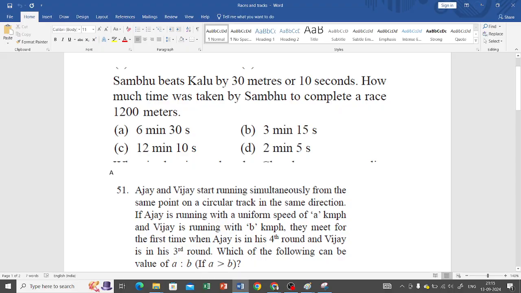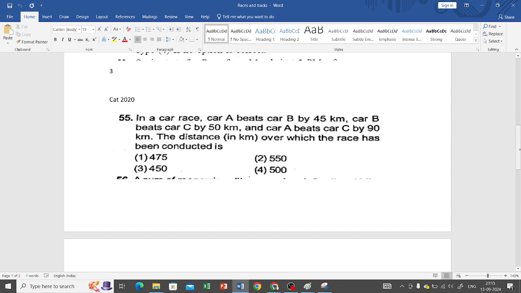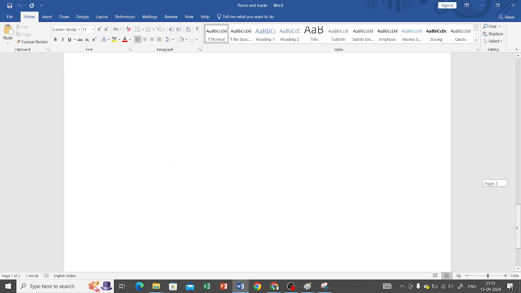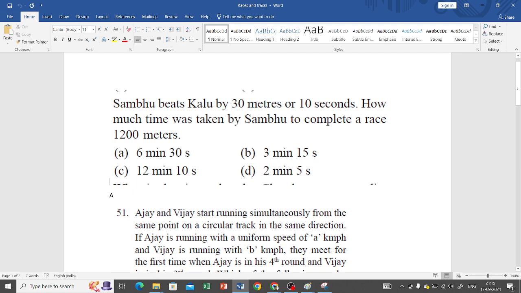Okay, from races and tracks we don't have many sums. It is just a derivative of time and speed, just like boats and streams. So for that we have these sums only. One sum, two sums are from Arun Sharma. Then this is a CAT 2020 sum, this is CAT 2021. And that's it. There were no sums from 2022 and 23.